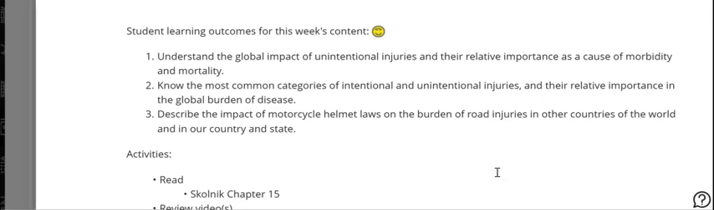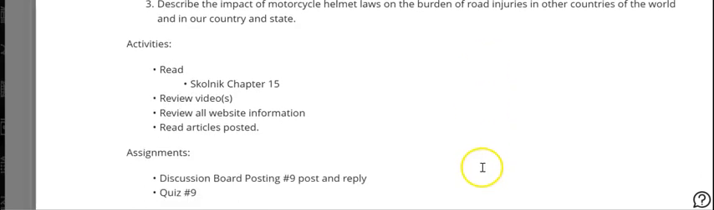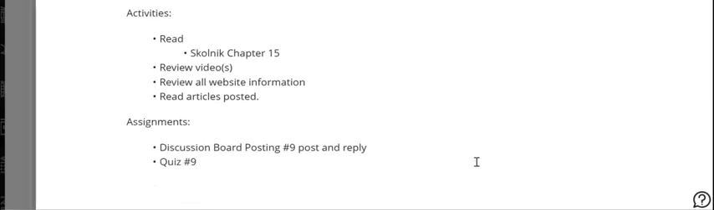And then you're going to be able to describe the impact of motorcycle helmet laws on the burden of road injuries, both in other countries, and we're looking at Vietnam, of the world, and in our country, and in the state that we reside in. So you're reading the chapter of Skolnik, chapter 15, which is entitled Injuries, and you're looking at some website information and articles. By the end of this learning unit, you're going to do the discussion board post, and I did change it so that there is no reply. So I will fix this in a minute, but it's just going to be your post and the quiz.